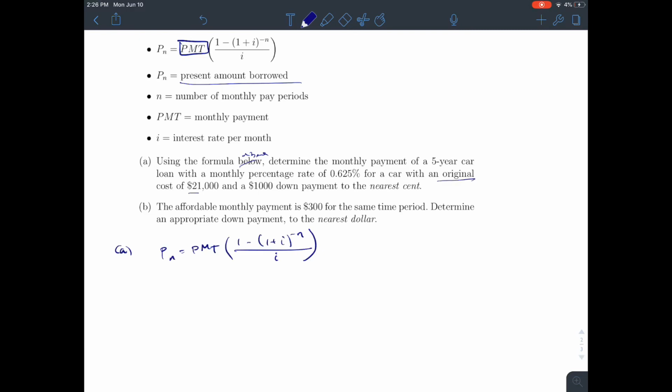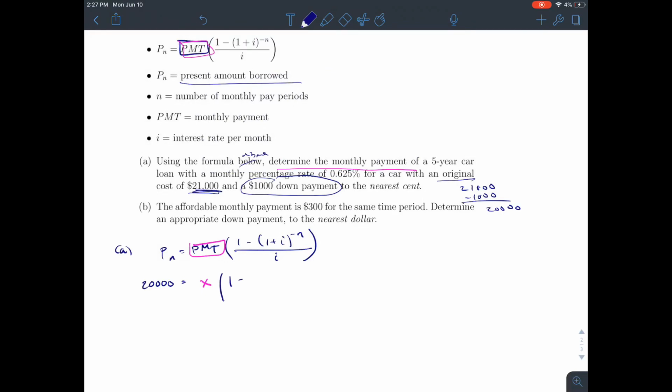If the car cost $21,000 originally, and we did a $1,000 down payment, then our loan is $21,000 minus the amount that we did for the down payment, $20,000. So that will be the present amount that we borrow when we first start off. The monthly payments, this piece right here, which I'll put in a pink box. It says to determine the monthly payment, so that's actually our unknown. We'll call that X.